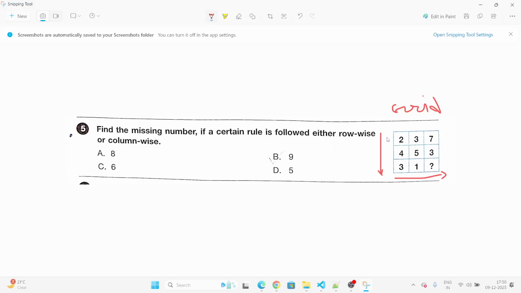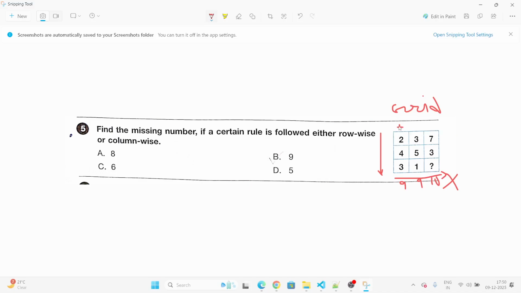Okay, so we'll try the column wise rule first. We can check the addition of all three values. 4 plus 2 is 6, 6 plus 3 is 9. So the sum of these values is 9. Then 5 plus 3 is 8, and it is also 9. But in the last column, 7 plus 3 is 10. So this is wrong. This is not the exact rule for all three columns.